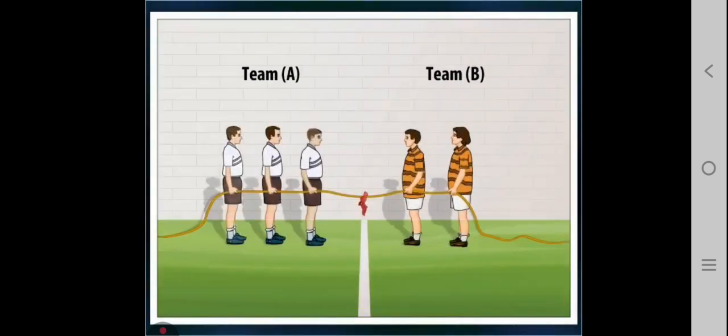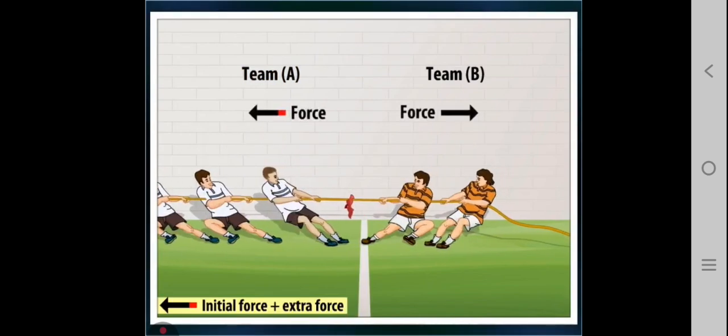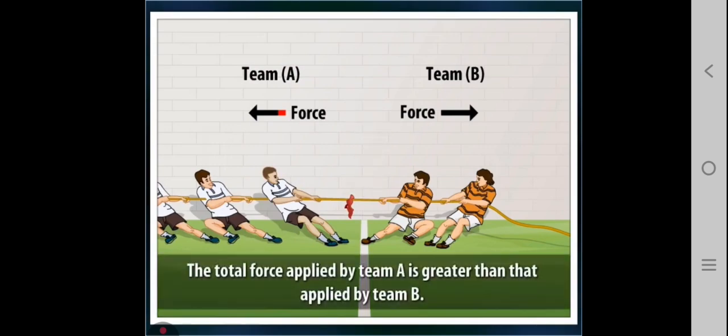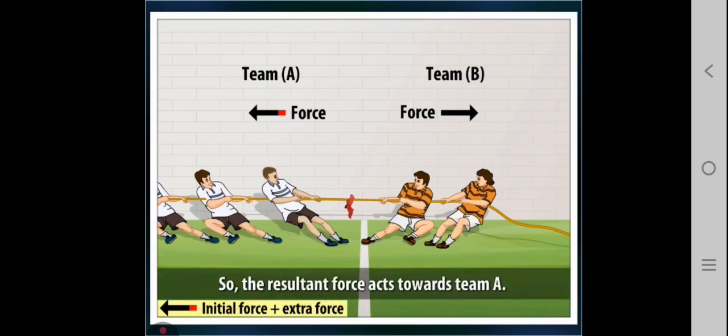Suppose one more player is added to one of the teams. Let's say Team A. The extra pull exerted on the rope by the additional player will move the rope towards the direction of Team A. Why is this so? This is because the total force applied by Team A is greater than that applied by Team B. So, the resultant force acts towards Team A.